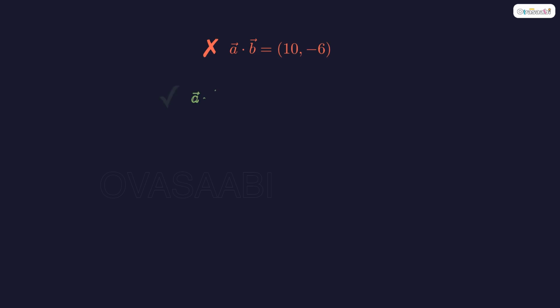Common mistake: students write the answer as a vector in brackets. Wrong. The dot product is always a single number, not a vector. Add the products, don't write them in brackets.